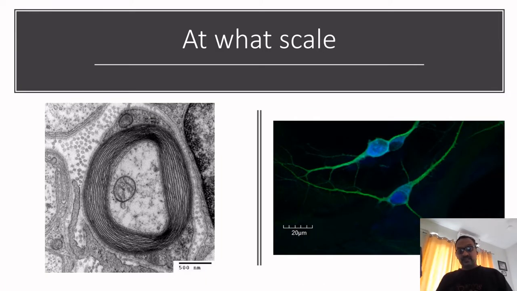Now we're going even further. We go into what we call the electron microscopic scale. And here we can actually identify all the structures that are inherently present in a neuron. The scale that you see on the left-hand side is about 500 nanometers, which is half a micron. And the scale that you see on the right-hand side is about 20 micron. There you can see the entire neuron. It's been stained with a special fluorescent stain, so you can actually see the cell body and the associated axons and dendrites.